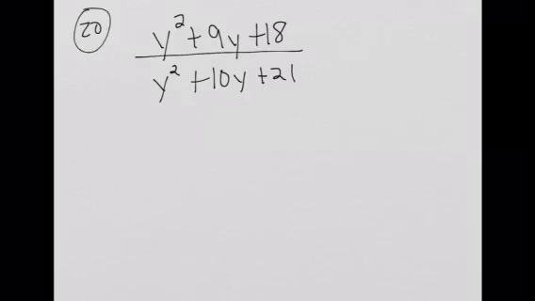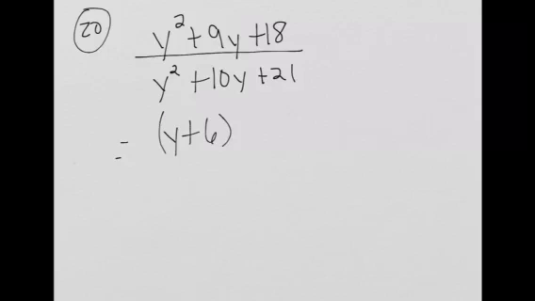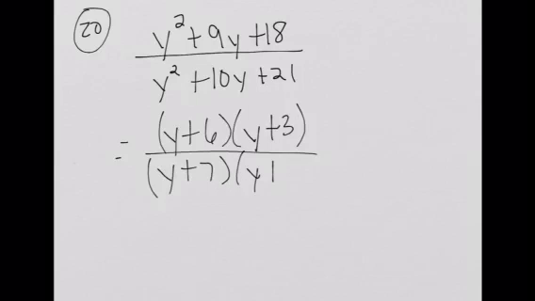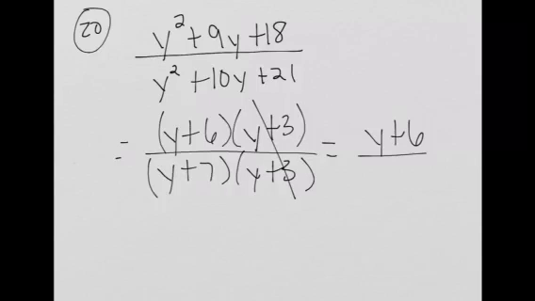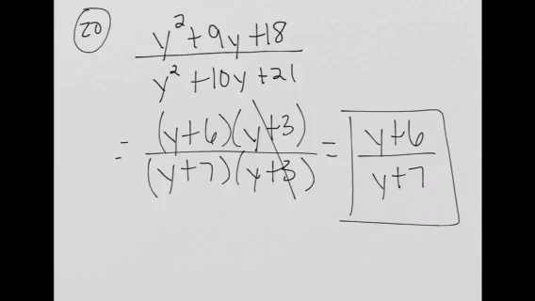Alright, the last one, number 20, it just says, hey, write this rational expression in lowest terms. So we need to factor it first. And so it looks like the top factors into y plus 6 times y plus 3. And then the bottom factors into y plus 7 times y plus 3. And now if we look, my y plus 3's just cancel each other off. And so we're left with y plus 6 on the top over y plus 7 on the bottom. And that is our final answer for number 20.